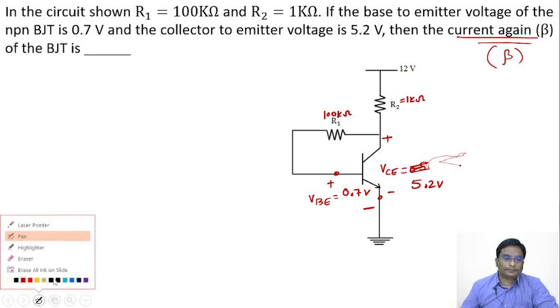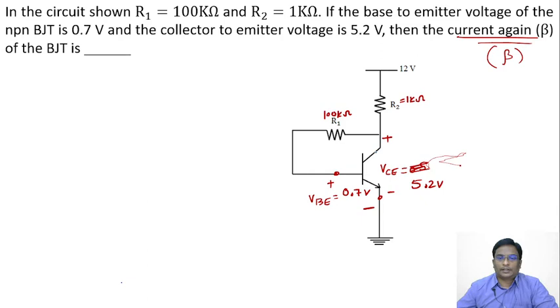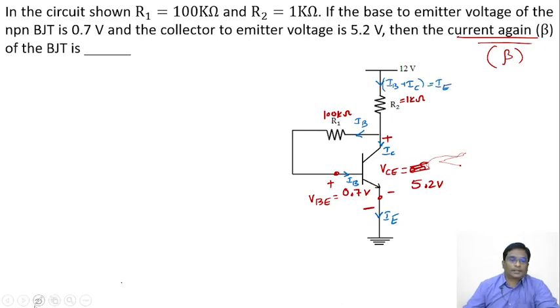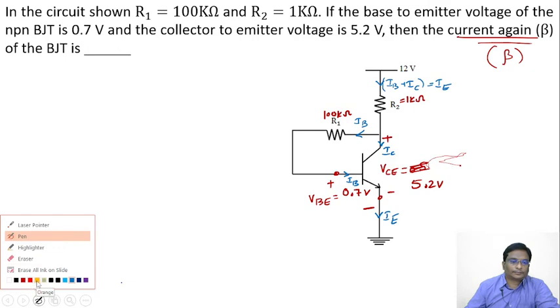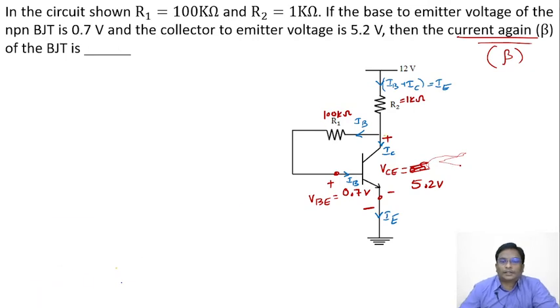Actually here, this current is nothing but the IE current. The current flowing into the base is the IB current, and this is the collector current. This current is IB plus IC, which is the IE current. Here this voltage is 5.2 volts with respect to ground, and this voltage is 0.7 volts with respect to ground. Yes or no?